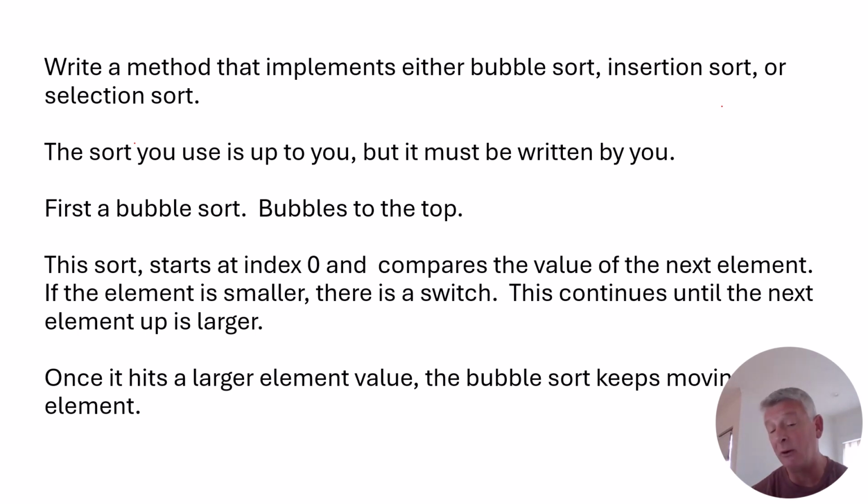If you took my earlier class, we did a lottery picker where we sorted our data and had to find duplicates. We ran a loop with i and j, and it compared each index, and if it found a duplicate, it handled it. After this class, you'll know about trees and map sets, and you can do that without the linear search. But a bubble sort bubbles to the top. This sort starts at index 0 and compares the value of the next element; if it's smaller, there's a switch. It continues until the element above is larger. Once it hits a larger element, the bubble sort keeps moving that larger element up.